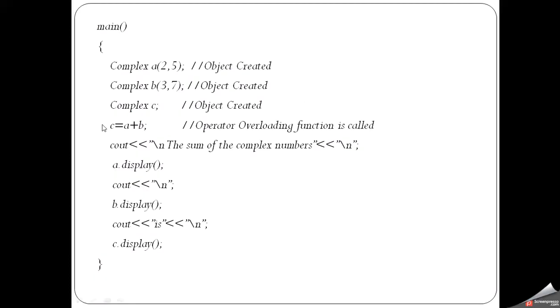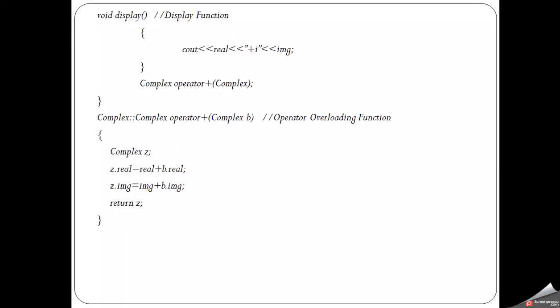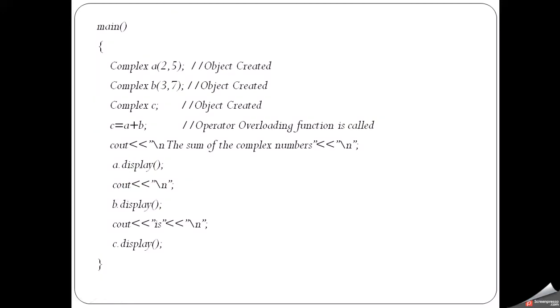Now the expression C equal to A plus B, we have to notice this. We are using the plus operator to add two objects, A and B are objects. So obviously here the operator overloading function is called. As soon as the plus operator is operated, A is calling the overloading function and B is passed as a parameter. If we go up, we'll see that. That means this real belongs to A, this real belongs to B. Similarly for the imaginary part. And when Z is returned, the Z object is stored in object C.